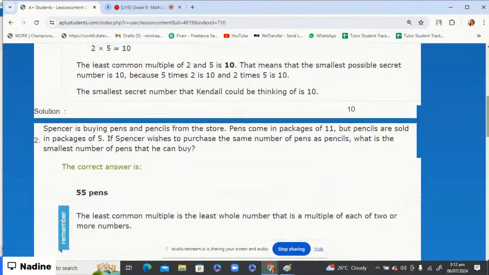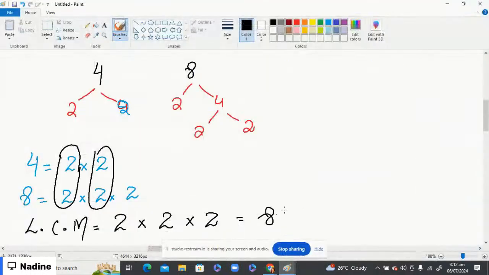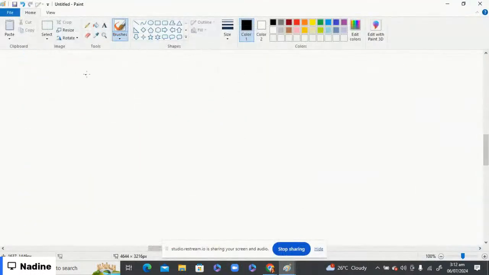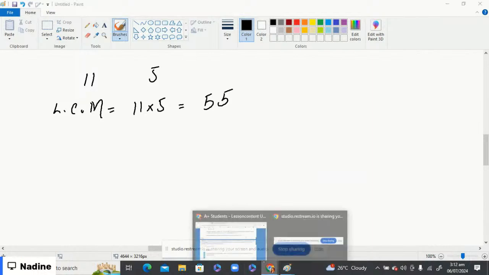Now, Spencer is buying pens and pencils from the store. Pens come in packages of 11 and pencils are sold in packages of 5. If Spencer wishes to purchase the same number of pens as pencils, what is the smallest number of pens that he can buy? So smallest number of pens, this means again you are going to find the lowest common multiple for 11 and 5. Let's just check. As we know, both 11 and 5 are prime numbers, so when you find the LCM, just simply multiply 11 with 5. Okay, that is 55. Understand?